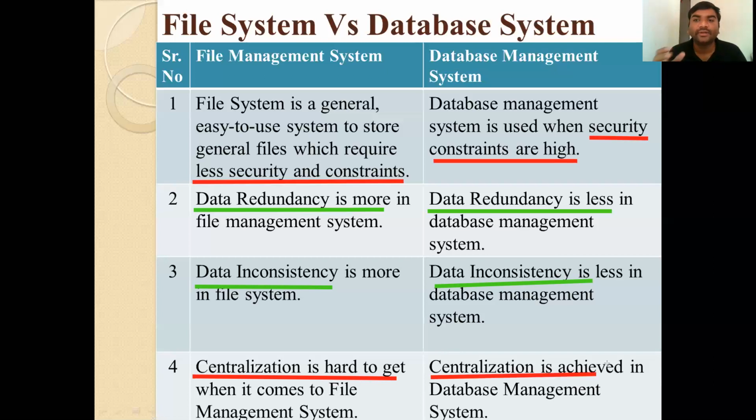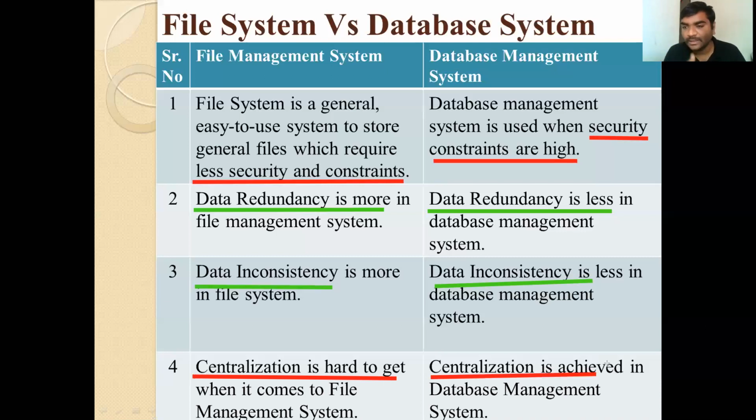So what is the use? Data is stored at a central location, so you can access that data easily. Those are the drawbacks of the file management system. What is the first drawback? The first drawback is that it has less security and constraints, but it is overcome by the database management system.